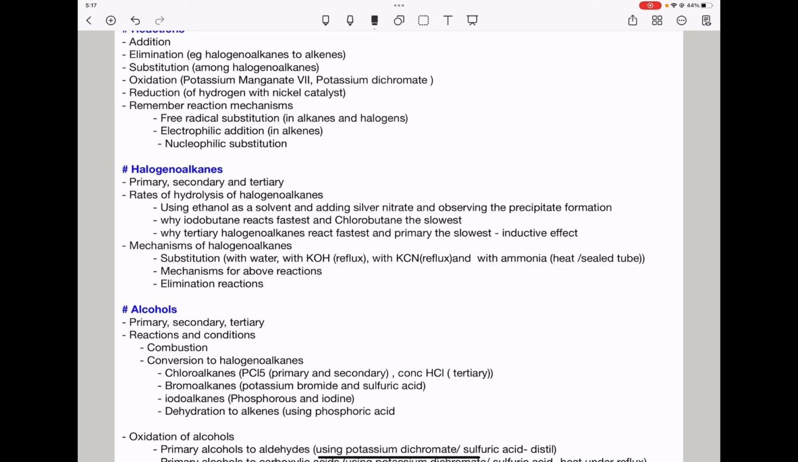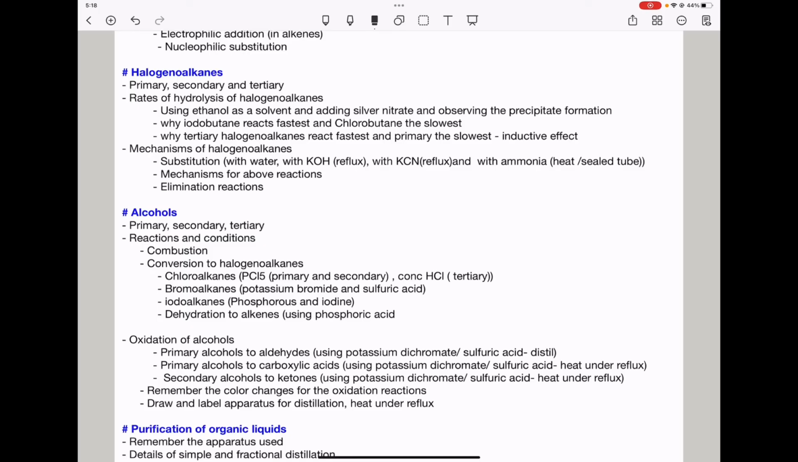You need to be able to write the equations, as well as the products formed. And in some cases, they can ask about mechanisms. Like in a reaction with ammonia, you could draw the mechanism. They could also ask about elimination reactions. Of course, you're not required to write this mechanism, but you need to know that halogenoalkanes can react with potassium hydroxide in alcoholic conditions, and an alkene is going to be formed. This is a very common question as well.